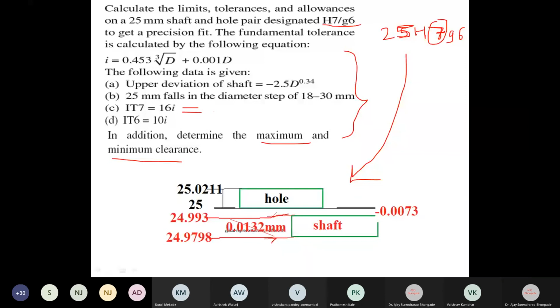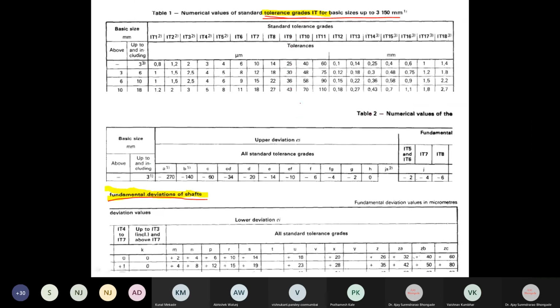what is that particular value? IT7. 7 is for hole. So it's 0.021. You may get this particular value from this table, for 7 and for the corresponding size step, somewhere here. It should be nearby; it may not match exactly.